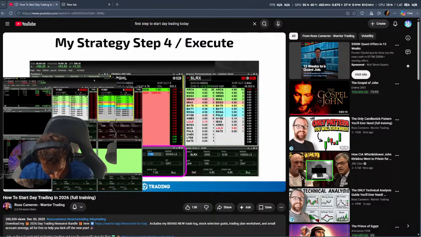Now, when you're trading with small size, 100 shares, you're not going to see slippage, so you don't really need to use those offsets on your orders. You could just buy the ask and sell the bid, but nonetheless, it's a good habit to be in.